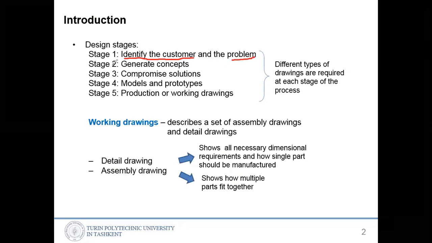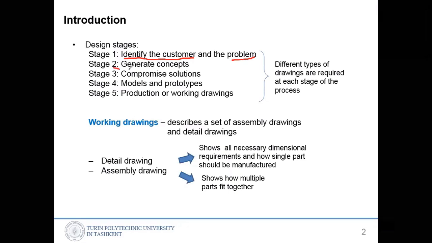Based on this information, in the second stage you're generating concepts. So you will have some 5 concepts, 2, 3, 5, 10 concept designs, and you're confirming from your customer or from your management. And then in stage number 3, compromise solutions. You have some 5, 10 concepts, and from those concepts you are getting one solution or 1 or 2 solutions.